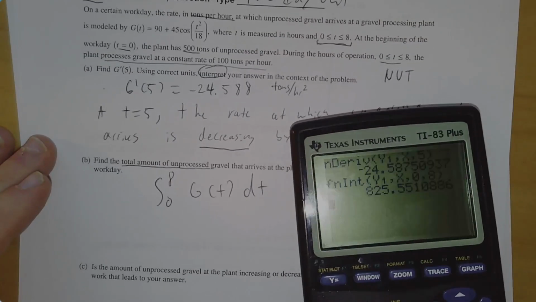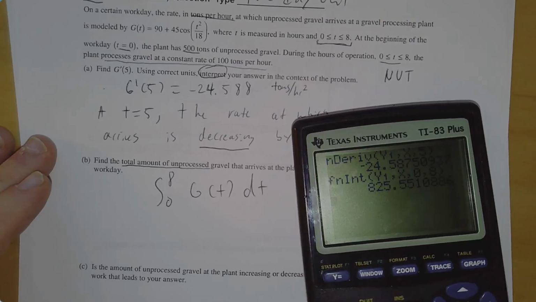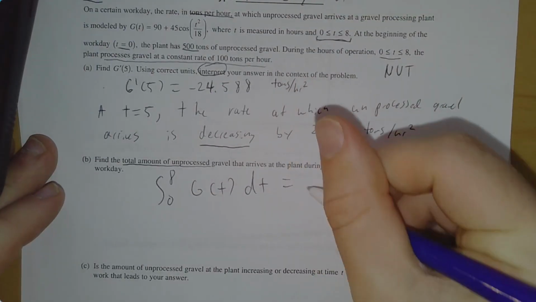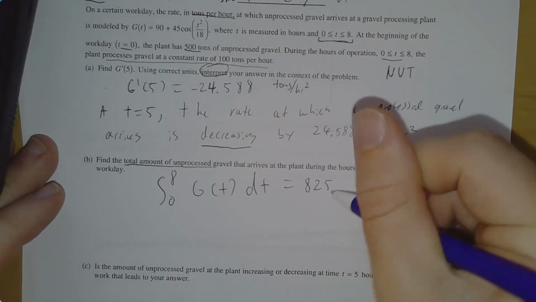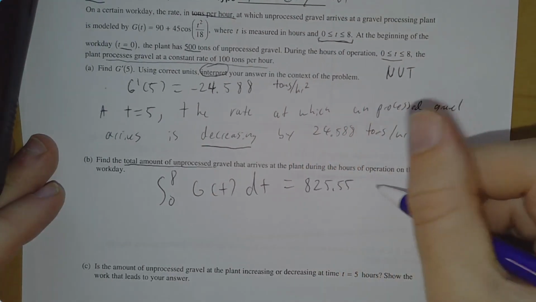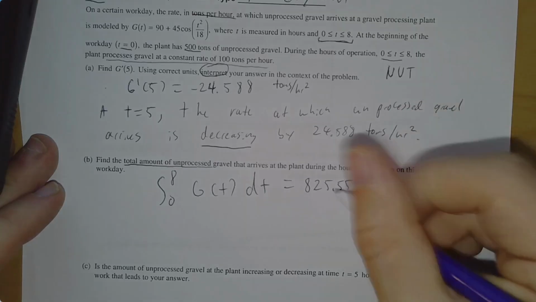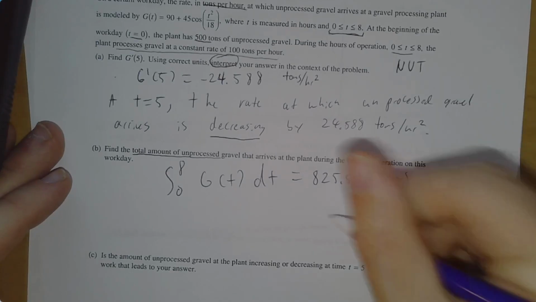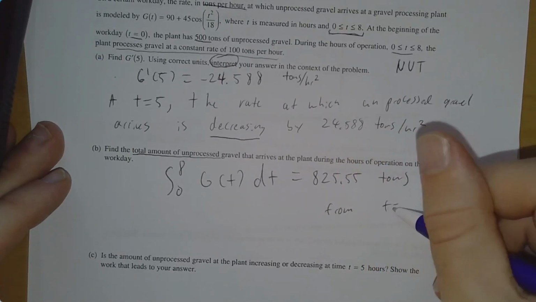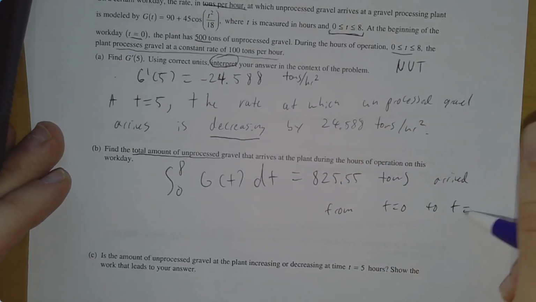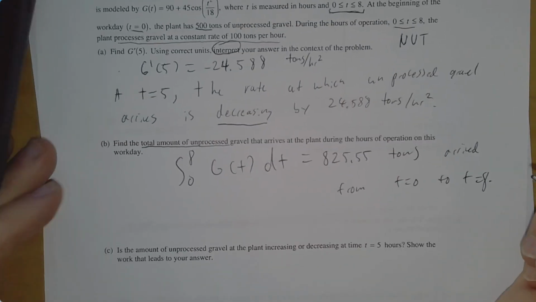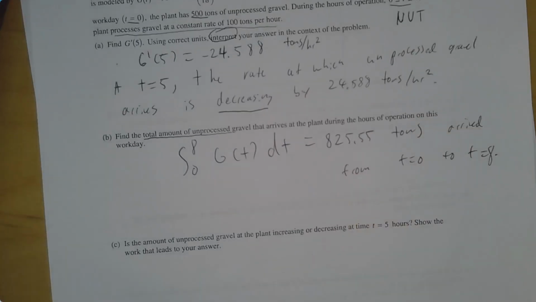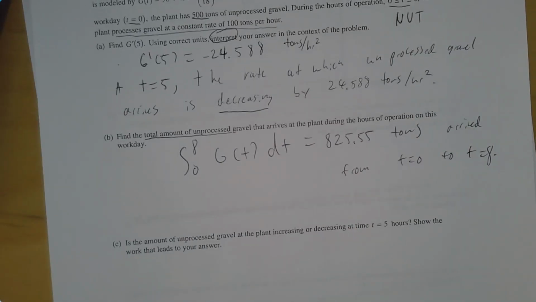So we tab the integral: 825.551, always 3 decimals. It doesn't specify units, but we'll go ahead and put it. That'll be tons. So basically, that many tons arrived from t equals 0 to t equals 8. It's not specified that I explain it, so you don't necessarily need to write the sentence. I'm just doing it to help you, but you don't need to put that.